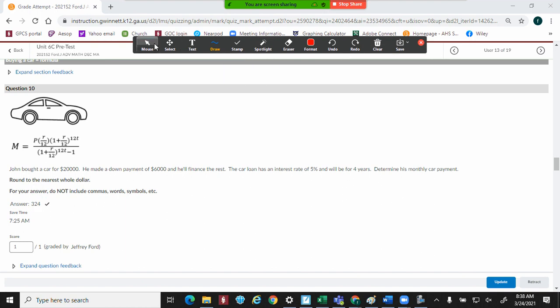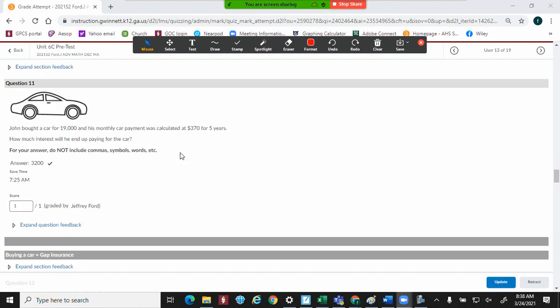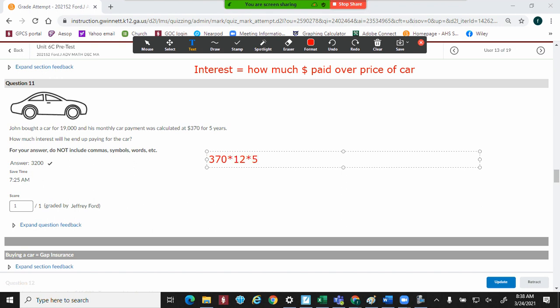Again, go back and look at question 3 or something. That's me going over it. So John bought a car for $19,000. His monthly car payment is this for 5 years. How much interest? Again, we've done this before. Remember, interest is defined as how much money paid over price of car. So he ended up paying 370 every month for 5 years. We're going to get a number, and then we would add a down payment if the question asked for one or included one. It did not.